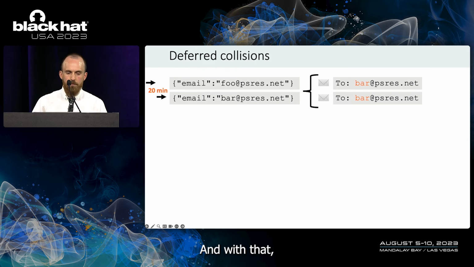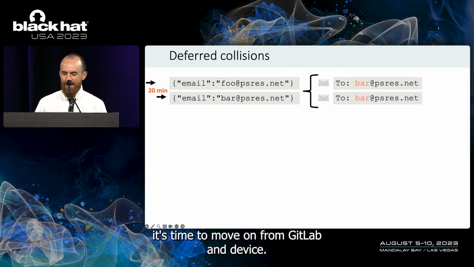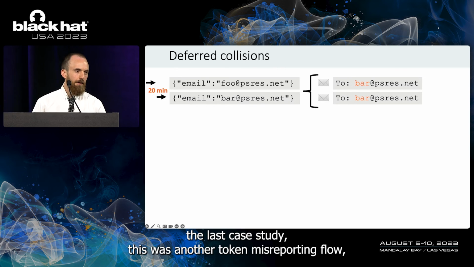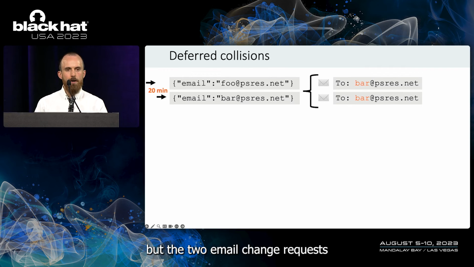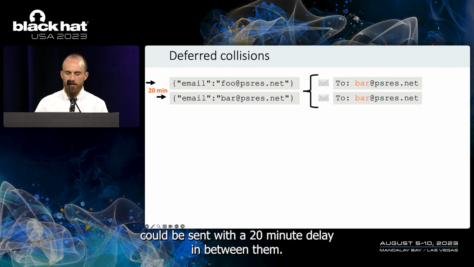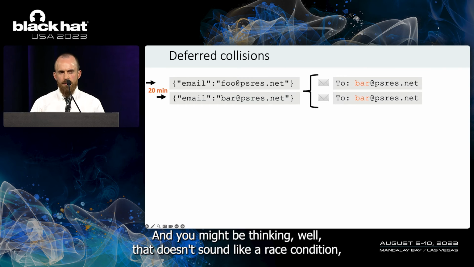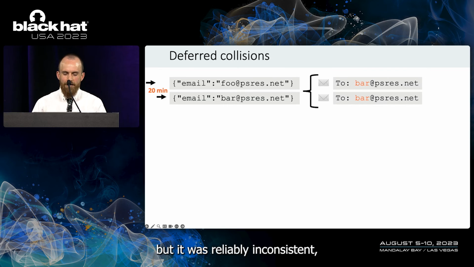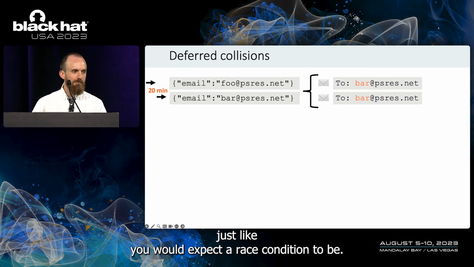And with that, it's time to move on from GitLab and devise. Now, race conditions are weird, and I've saved the weirdest one for the last case study. This was another token misrouting flaw, but the two email change requests could be sent with a 20-minute delay in between them. And you might be thinking, well, that doesn't sound like a race condition. But it was reliably inconsistent, just like you would expect a race condition to be.